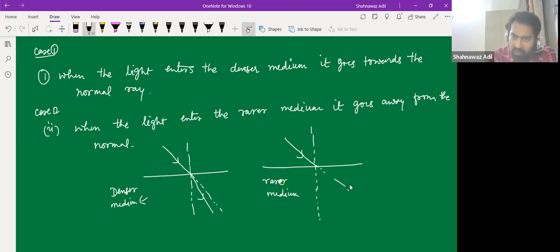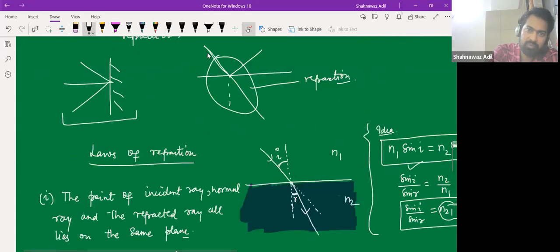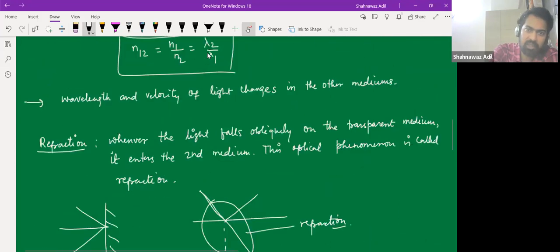Then it will go away from the normal, right? So it will go like this. So this is the angle of refracted ray, angle of incidence, angle of reflection. These are the two cases. Up to this point, any doubt, guys? No, sir. Okay, so please note down.